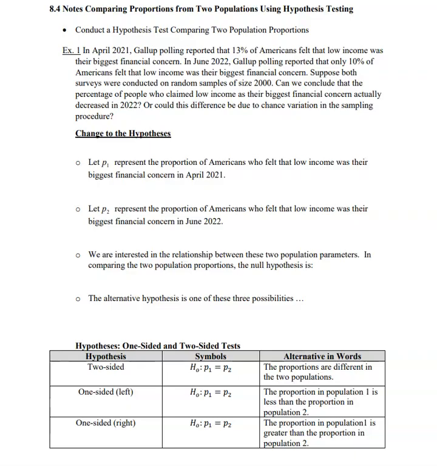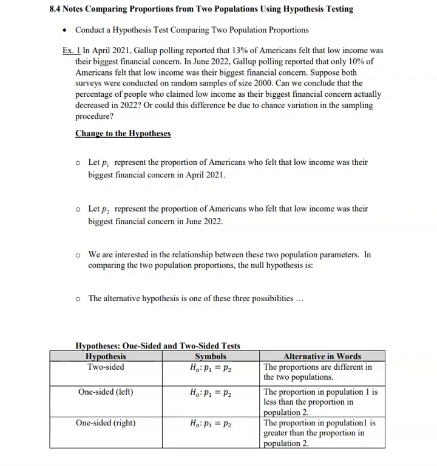So it's the same idea, and we're going to use StatCrunch to do our calculations and focus primarily on interpreting what it tells us. So let's start with a quick example. It says in April of 2021, Gallup polling reported that 13% of Americans felt that low income was their biggest financial concern. Then in June of 22, Gallup polling reported that only 10% of Americans felt low income was their biggest financial concern.